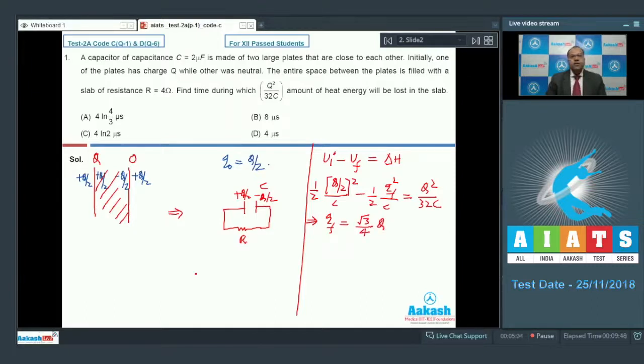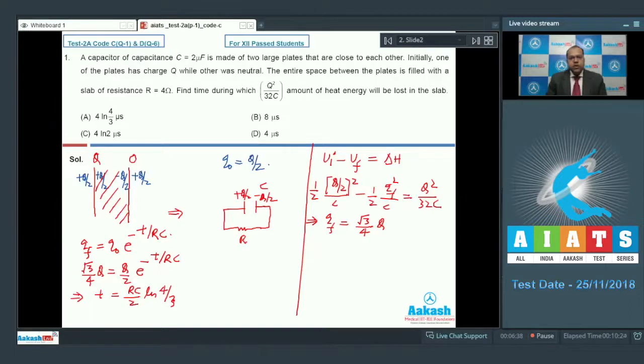So this is the case of a discharging RC circuit. If I write the formula Q final is equal to Q0 into e to the power minus t by RC, then from here I can calculate the time. The Q final at that moment is root 3 by 4 into Q, and Q0 is Q by 2, e to the power minus t by R into C. On solving this, the value of t comes out to be RC by 2 ln 4 by 3.